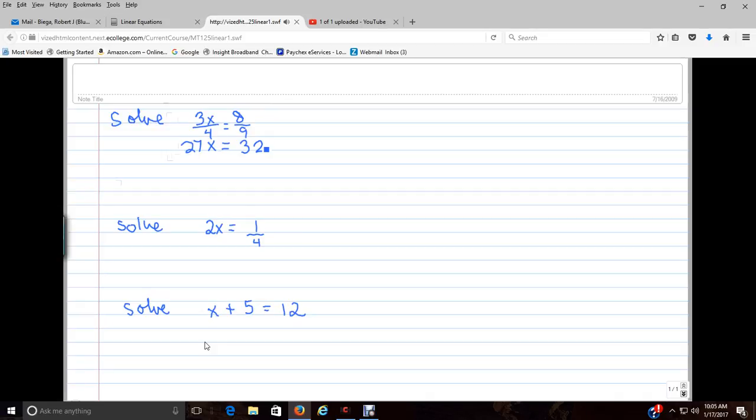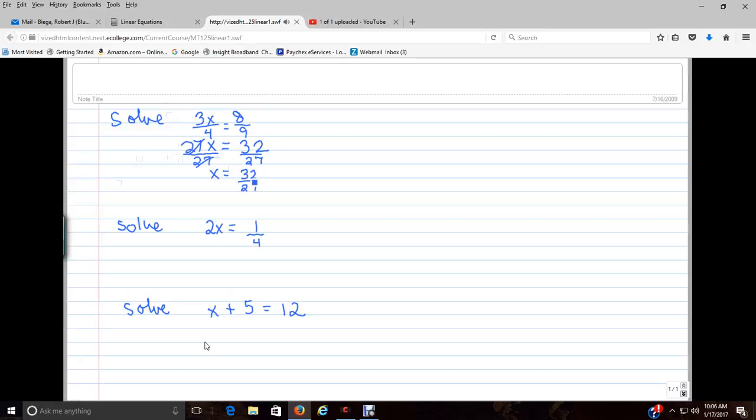Now, to get x by itself, let's notice the 27 is being multiplied by x. So we do the opposite operation to get rid of it. To get rid of multiplication, we divide. And of course, what we do to one side, we have to do to the other. On the left, the 27's reduce, and we get x is 32 over 27.